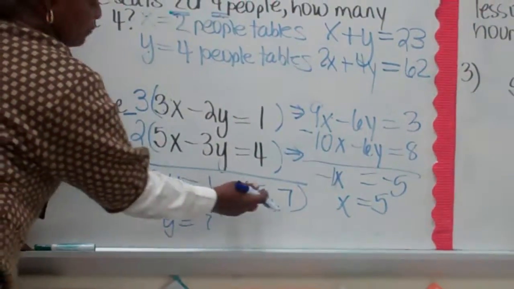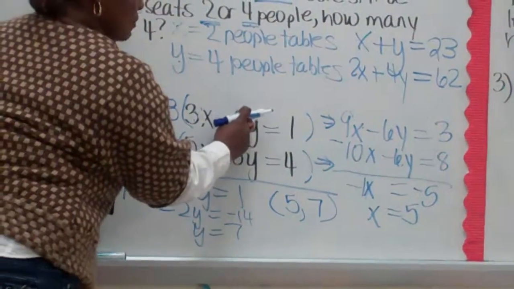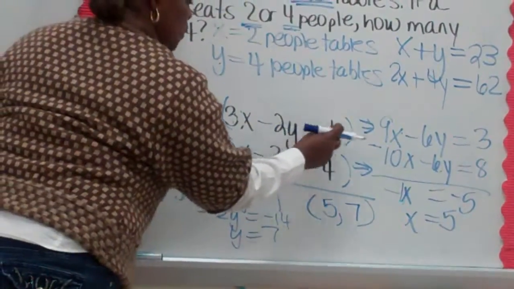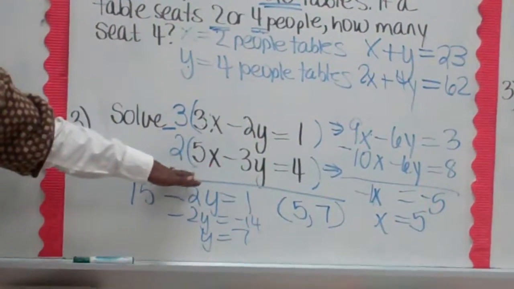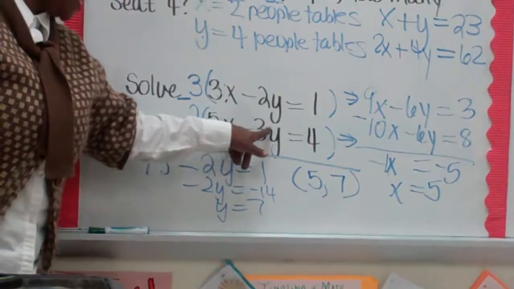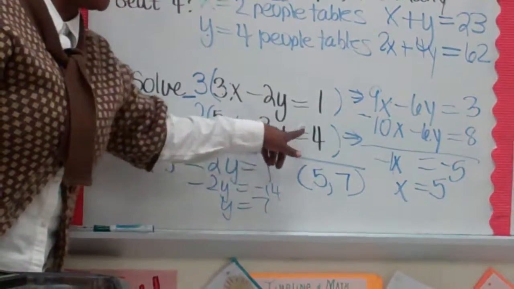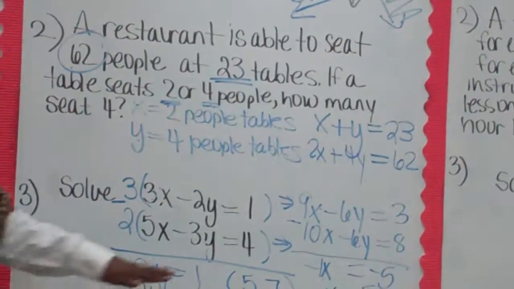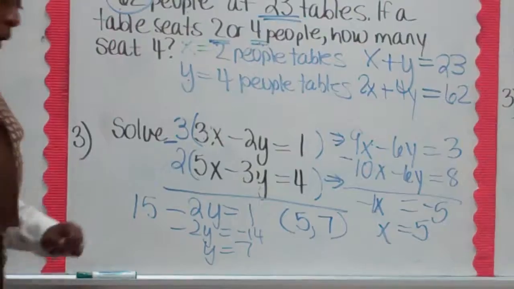3 times 5. This means x is 5. So 3 times 5 is 15 minus 2 times 7. 2 times 7 is 14. 15 minus 14 is 1. So that checks. Let's try 5, comma 7 in the bottom. 5 times 5 is 25. Minus 3 times 7, which is 21. 25 minus 21 is 4. So 5 comma 7 is the answer. It is a simultaneous solution. It works in both equations.